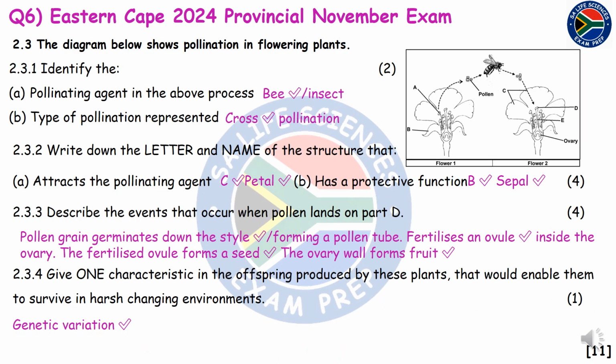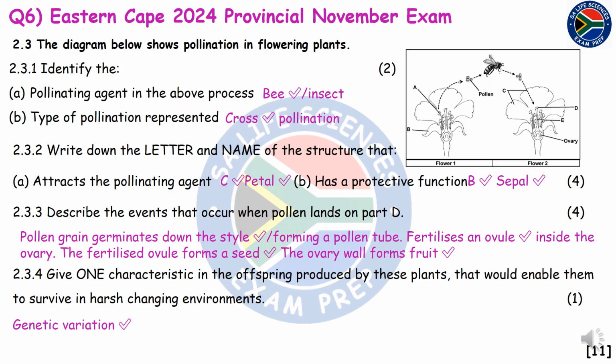Right. Question 2.3.1a asks you to identify the pollinating agent in the above process. This would be a bee. You can also just say an insect. Identify the type of pollination represented. This is cross-pollination. Notice how the tick is after the word cross because it's important that you specify the type of pollination. If you had only said pollination, that would not be correct.